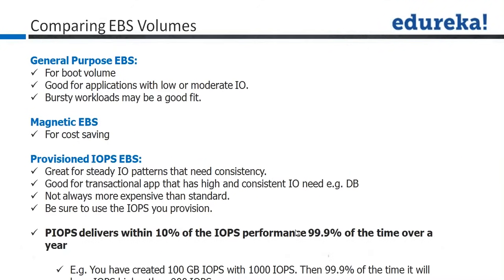So if you provision a 100 GB IOPS volume with 1000 IOPS, 99% of the time you would get 900 or more IOs only. Right?